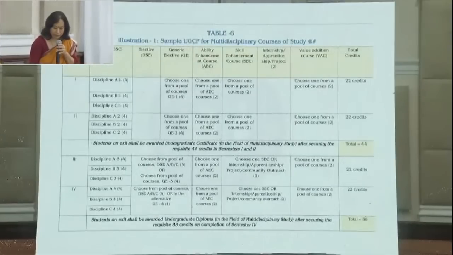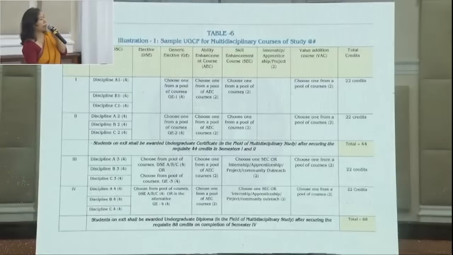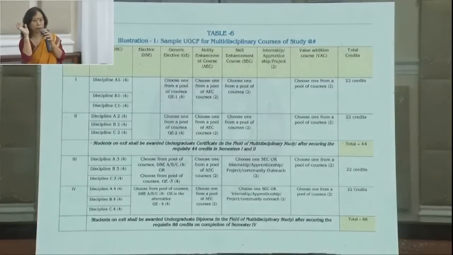Okay? This table 6, if you look at it, there are three disciplines, discipline A1, B1, C1. So you have three different disciplines as a core. So in 6 semesters, you are studying 6 papers of A, 6 papers of B, and 6 papers of C as a core. Fine. Now, if you come to the DSEs, DSEs can be of A, of B, of C.